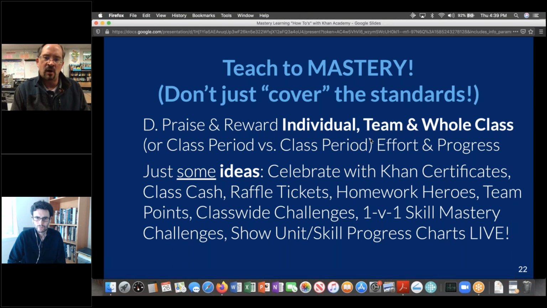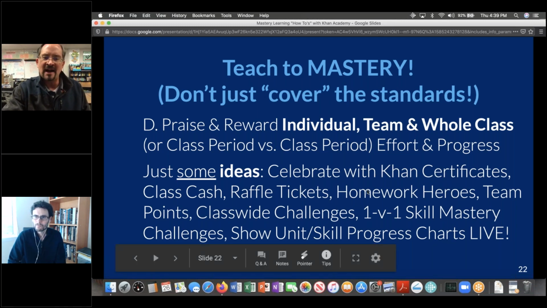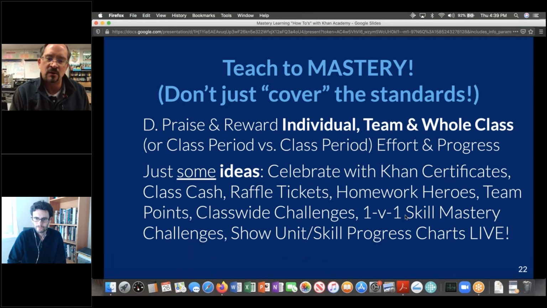Next, here are some ideas to do all that. Khan Academy has some free certificates you can download. Jeremy can give you the link for that. Class cash, that's what I use, or raffle tickets, or homework heroes, or team points, or class-wide challenges, or like I was saying earlier, 1v1 skill mastery challenges, pitting friends against friends. I bet you can catch up to your buddy this week or tonight or in this class period if you work hard, or who can level up the most skills today and just today only.